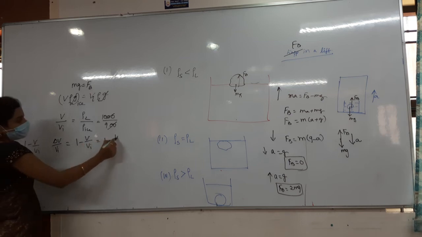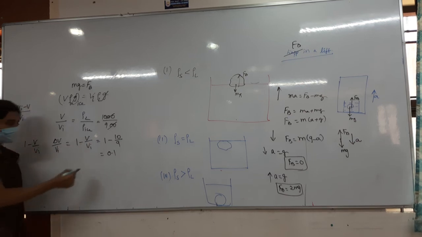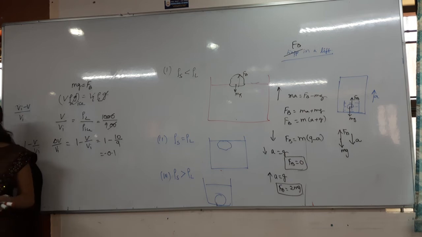1 minus 10 by 9, how much will you get here? 0.1, correct? V by Vi minus 1. Initial volume minus final volume divided by initial volume, right? No, Vi minus V by Vi you will get, which is nothing but 1 minus V by Vi only. But why are we getting minus 0.1 here? That is submerged already, it is inside. So you will get it as lost.